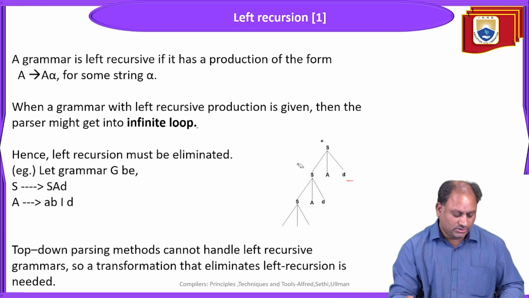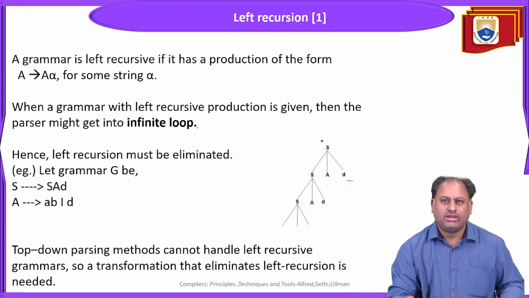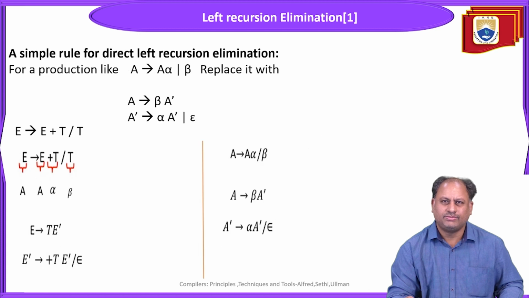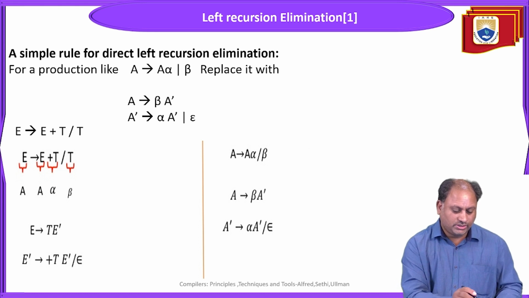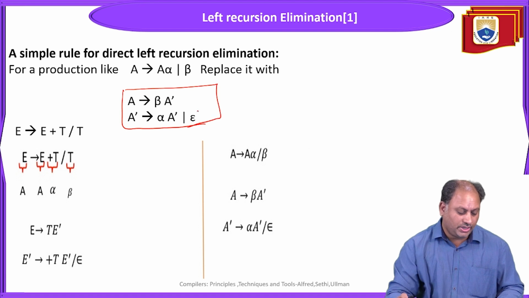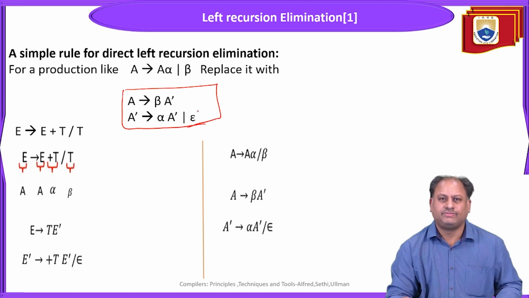So for this, top-down parsing methods cannot handle this type of left recursive grammar. So we have to apply separate transformations. So what are the transformations that are required for this one? For example, here this is the syntax to eliminate left recursion.